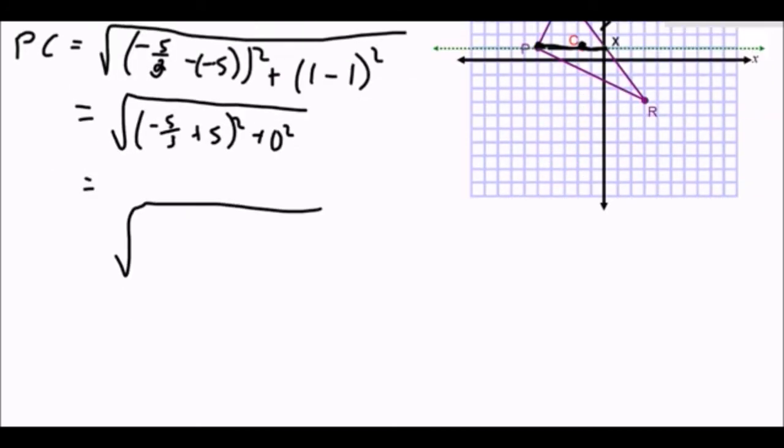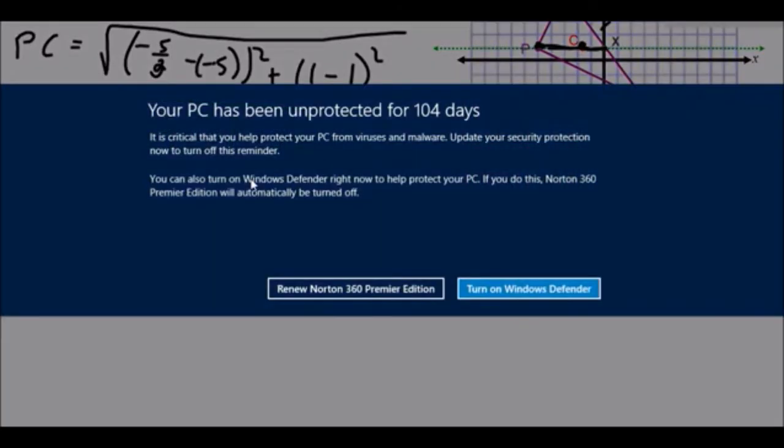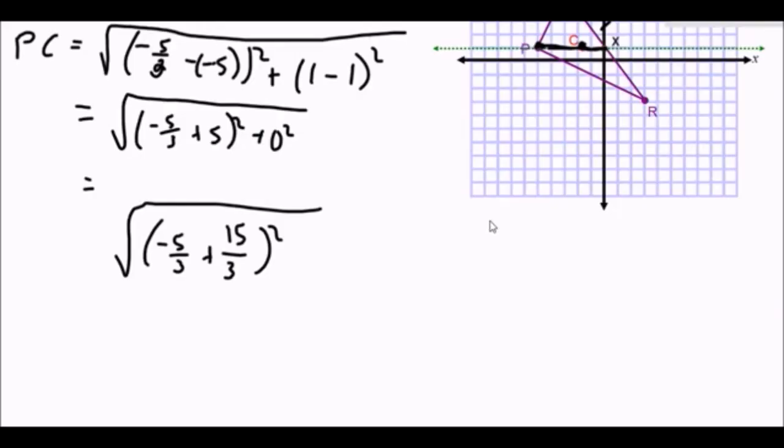So negative 5 over 3 plus, now it says plus 5, but I need to add them, so I need a common denominator of 3. Oops. I don't know if you saw that. So I changed this 5 into 15 over 3 so that I have a common denominator, and I'm not going to write plus 0 squared anymore because that's just a waste of ink. So negative 5 over 3 plus 15 over 3 is 10 over 3 squared.